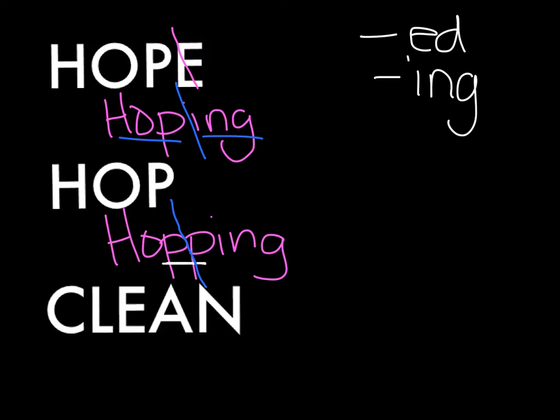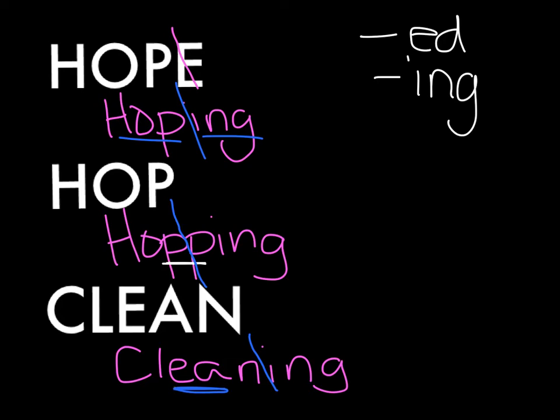And if I want to make clean, cleaning, then I just need to add the ing. So it's C-L-E-A-N-I-N-G. So cleaning. If I separate it into syllables, I have clean-ing. And you can see that EA, that double vowel, makes the long E sound. So in words where we are just adding the ing to it, we'll see that double vowel to make the long vowel sound.